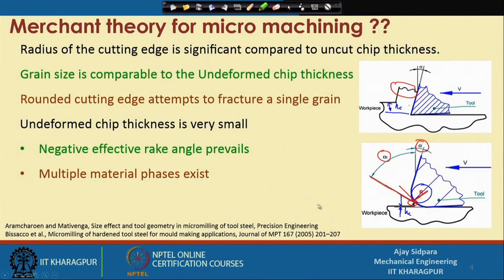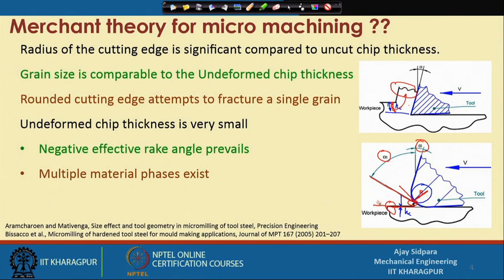Multiple material phases exist, because when you are cutting a material at such a small scale, you do not consider the material as homogeneous. Many grains may come out as a chip, but here a single grain may come across the tool. Grains are oriented in different directions, so you have to find that particular grain boundary so that material removal becomes very easy.